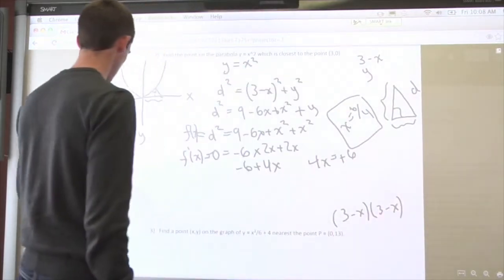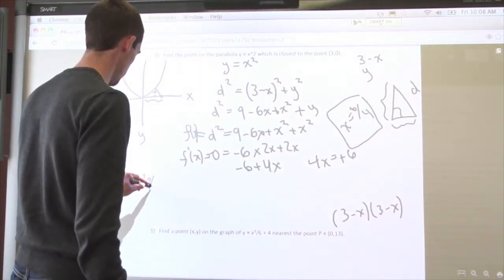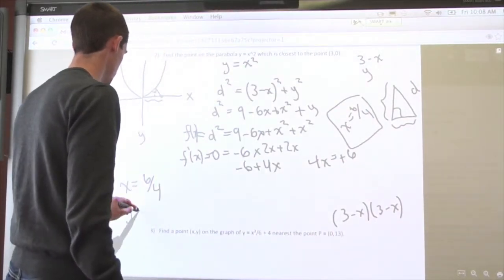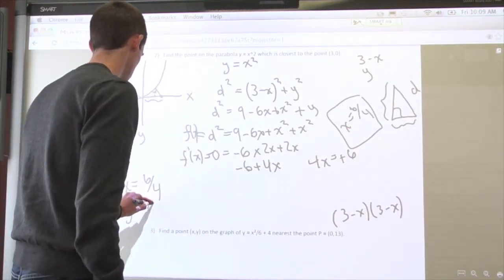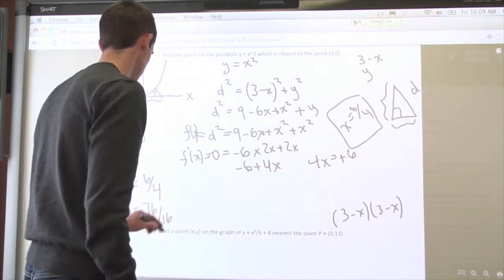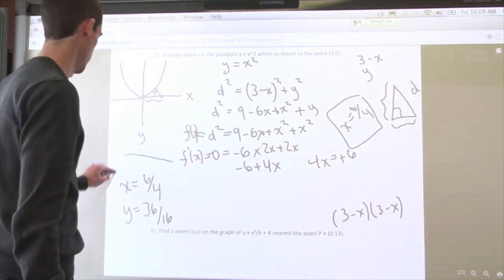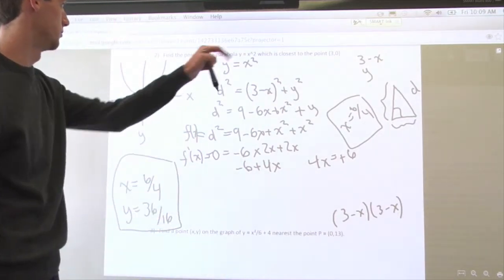So if the x value is 6/4, then the corresponding y value, since y is x squared, is going to be 36 over 16. And that's your point that's going to be closest to (3, 0).